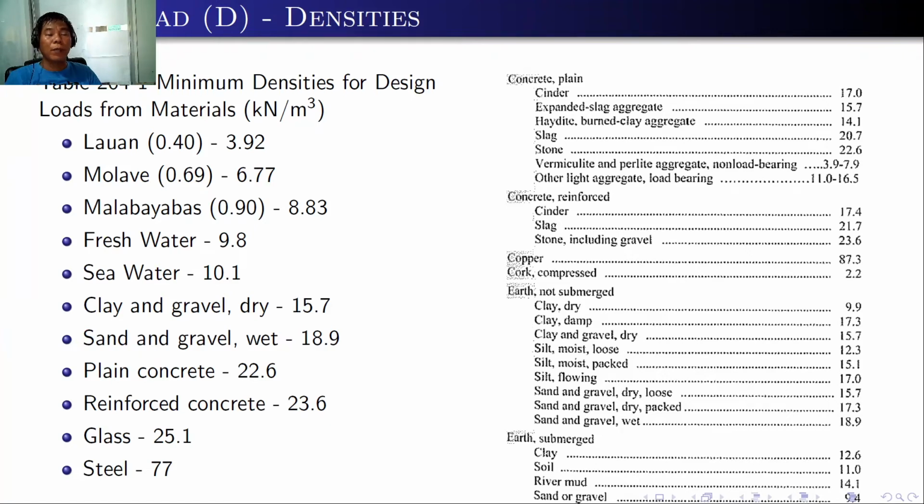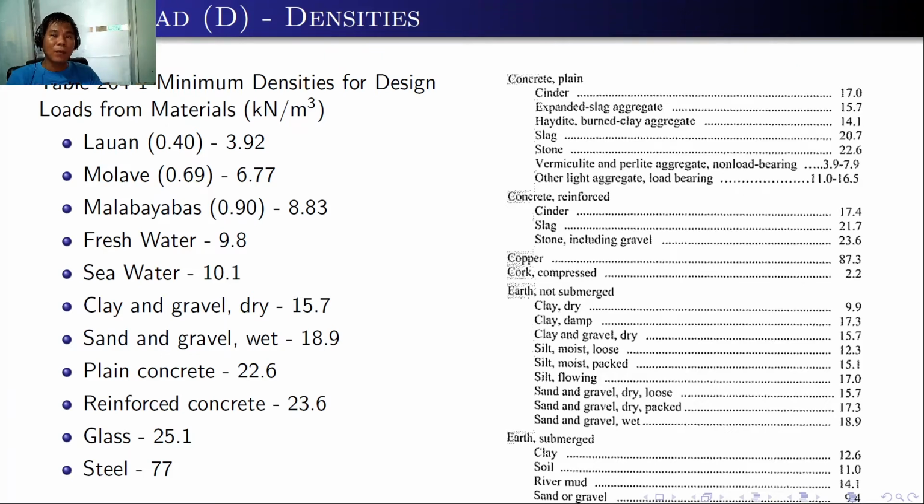For the fresh water, we have 9.8 kilonewton per meter cube, and the seawater, 10.1 kilonewton per meter cube. Also, a common material, the clay and gravel, which is dry, is 15.7 kilonewton per meter cube. For a wet sand and gravel, 18.9 kilonewton per meter cube. So for a plain concrete, it will give us 22.6 kilonewton per meter cube, and for a reinforced concrete with the addition of the reinforcement, it will be heavier, so it's 23.6 kilonewton per meter cube.